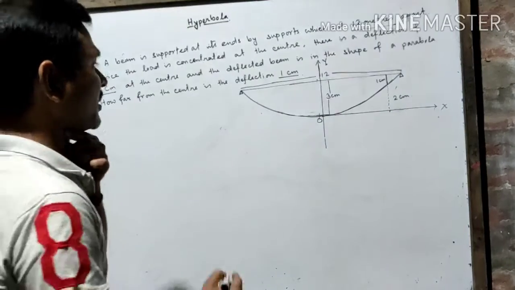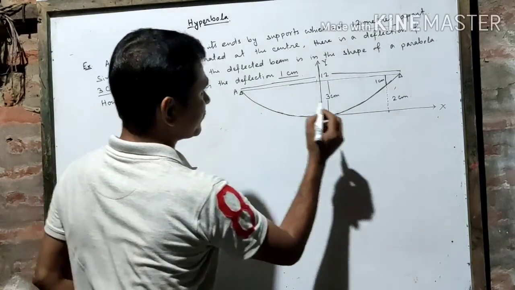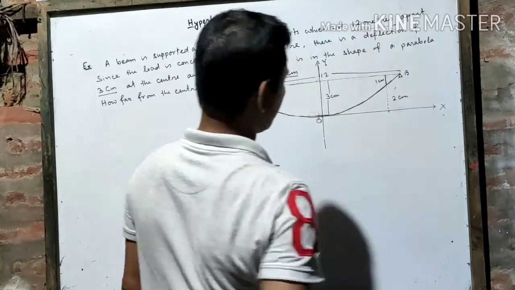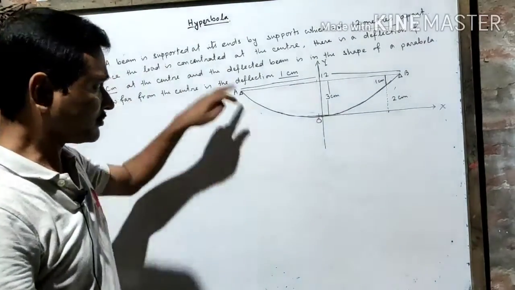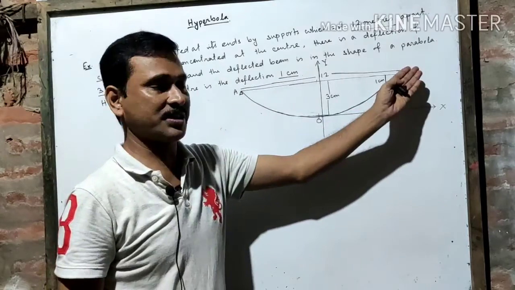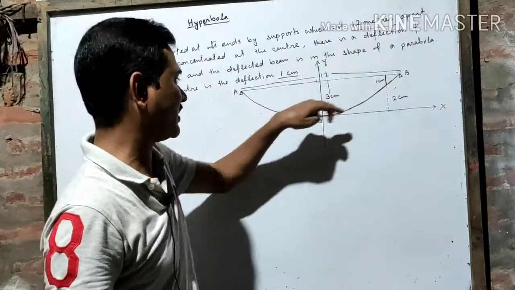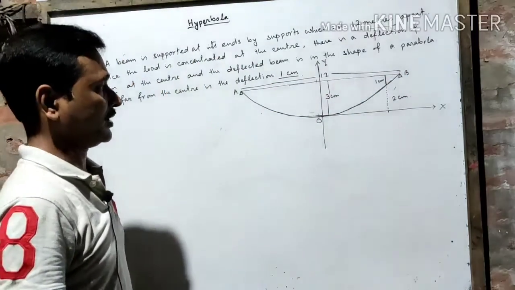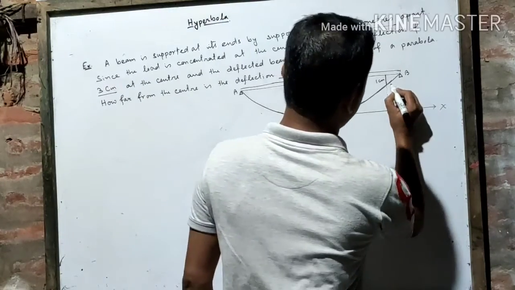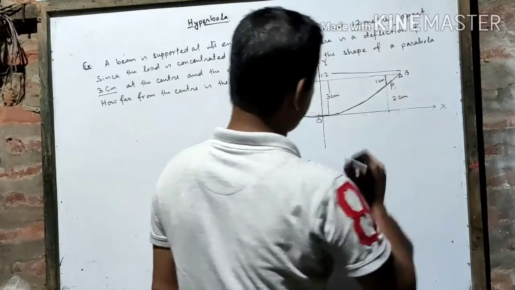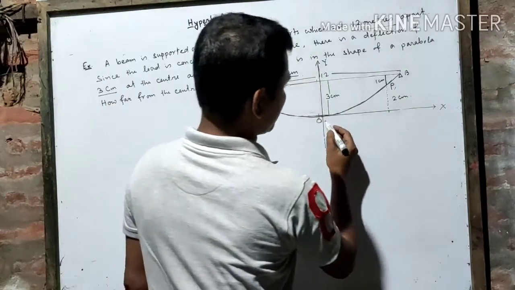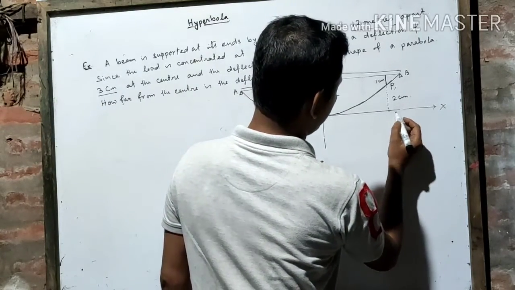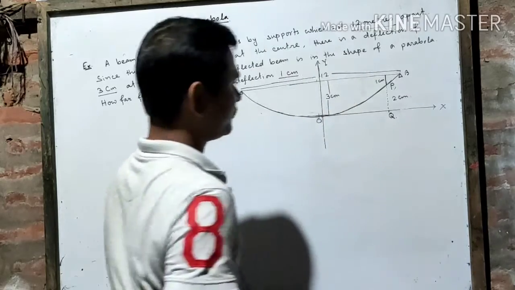So let us name it. Let the beam be AB, and the deflected beam be AOB. Before deflection the beam is AB, and after it gets deflected it is AOB. Let P be the point where the deflection is 1 centimeter, and let its distance from the center be OQ.